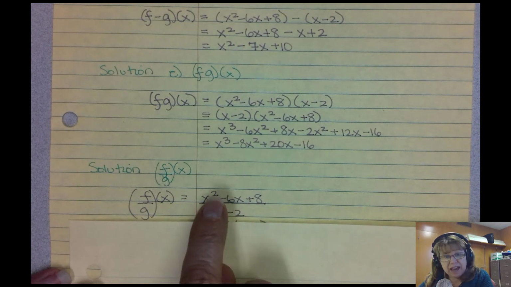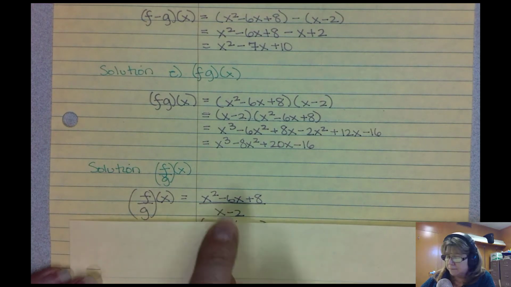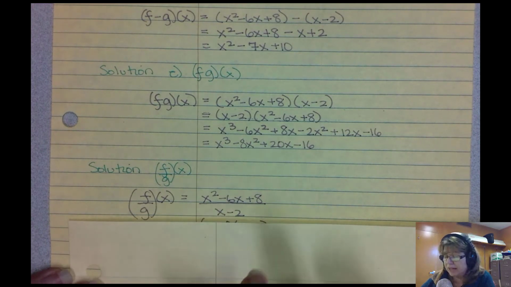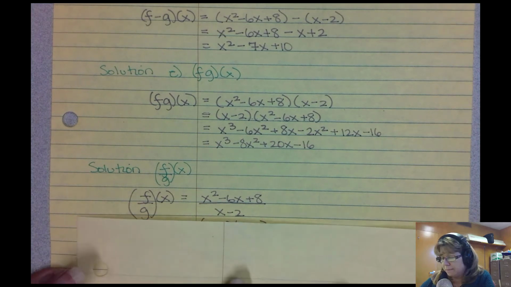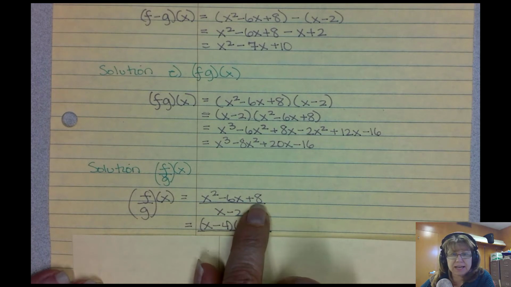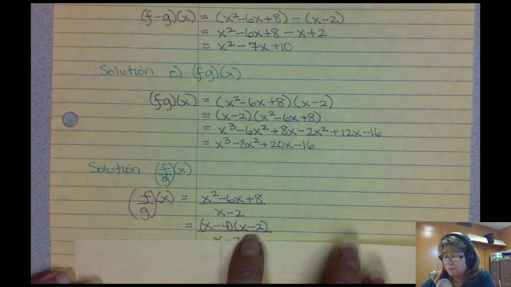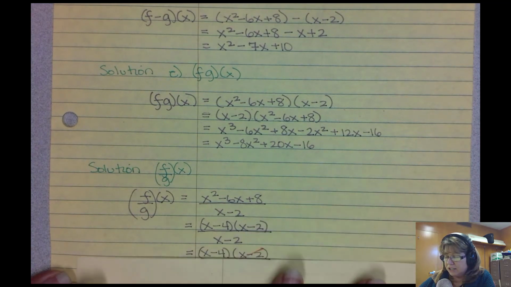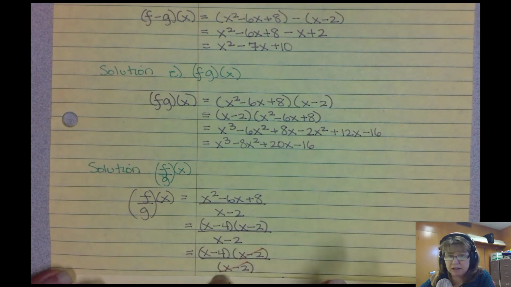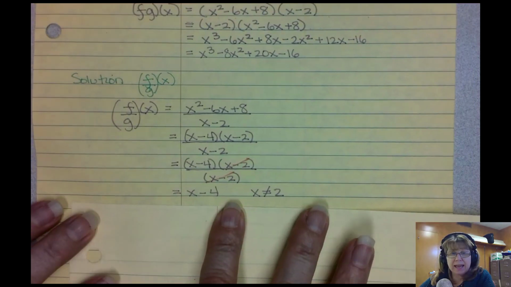Now I'm going to factor this numerator to see if there's anything that I can reduce. I could do long division, but I find that if I can factor it, that's a little bit easier way to work with it. And it turns out that x squared minus 6x plus 8 factors into x minus 4 times x minus 2.